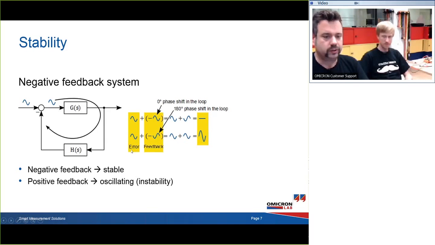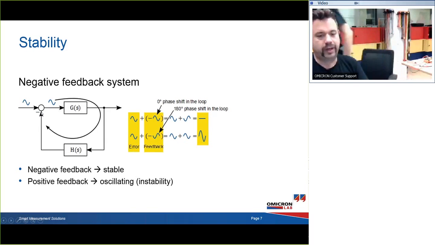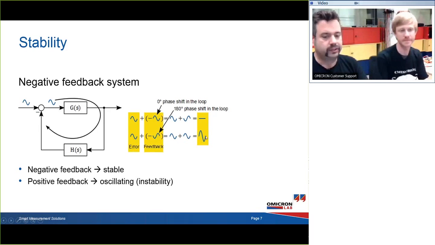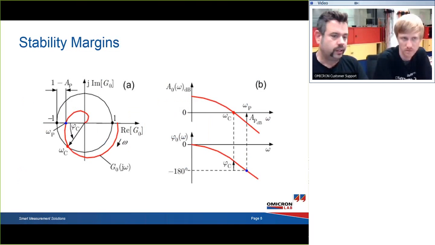If the system arrives 180 degrees phase shifted at the error amplifier, the minus in the error amplifier causes the signal to be in phase with the input signal, and as a result, we get a higher signal, and so we have an instability and we go into oscillation. The two things we are looking at in this seminar are the phase margin and the gain margin.